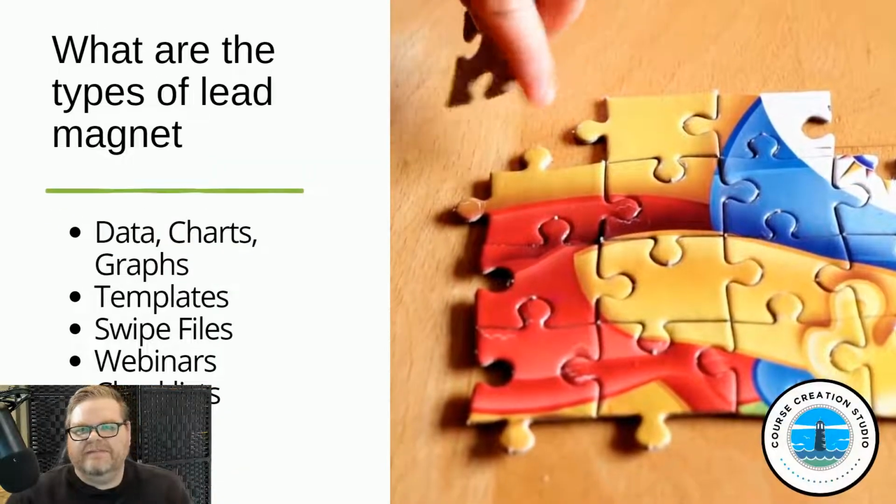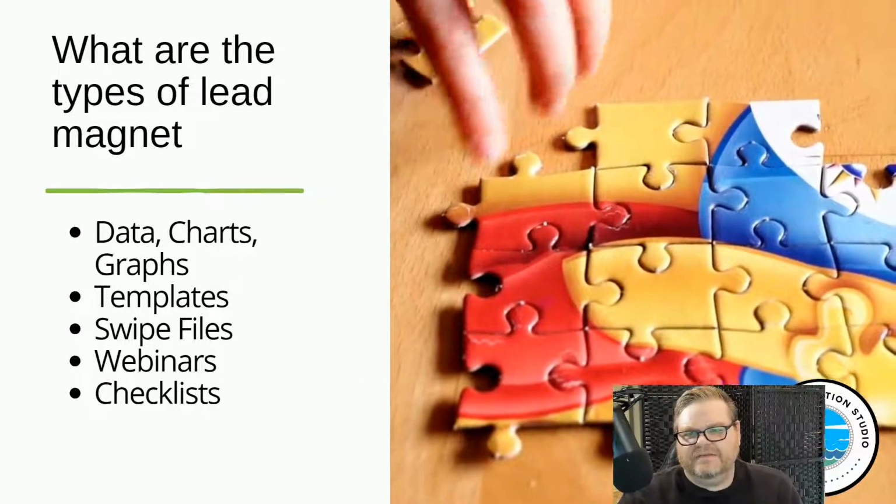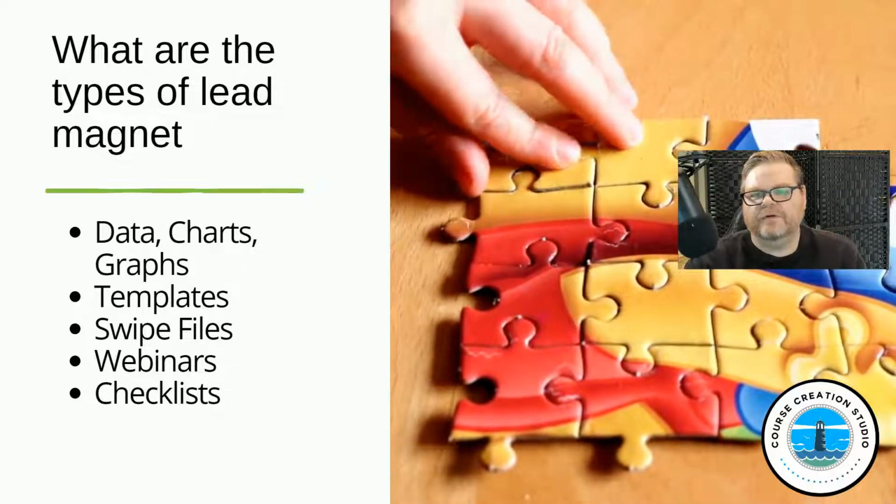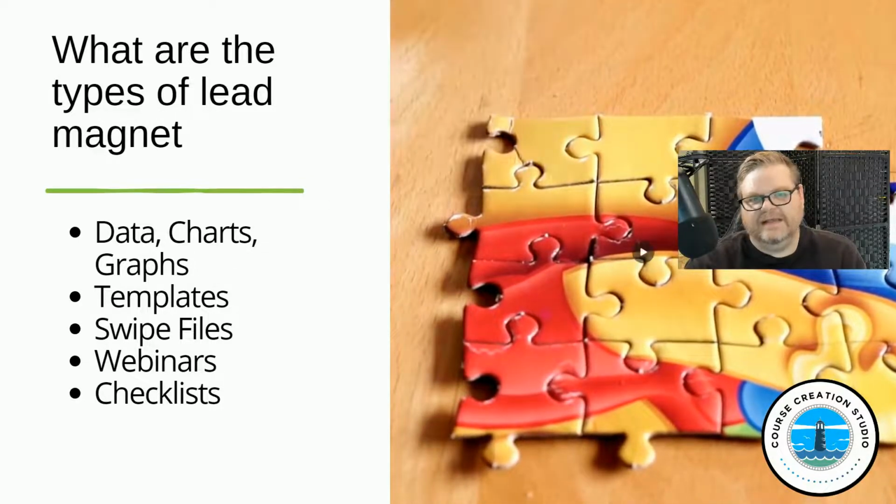So what are the types of lead magnets? Well, the lead magnet is just one way that solves a piece of the puzzle for your preferred client. It could be some data that they need, a chart, a graph, an infographic. Templates are very common and they are used quite a lot in lead magnets, where you will get a template to make a worksheet or a template for emails or a template for a spreadsheet or a Word document or presentation. There's all sorts of those types of templates.